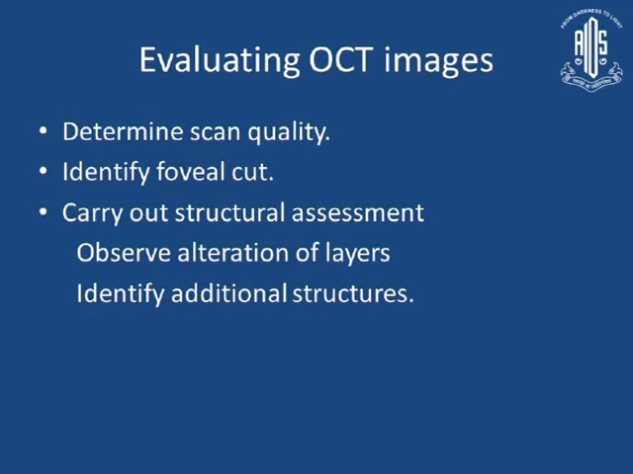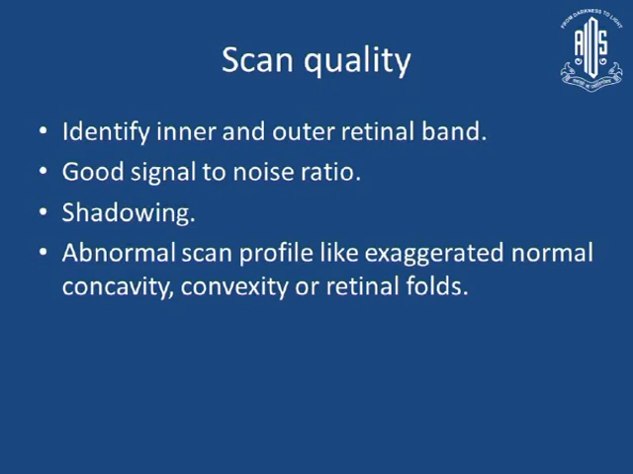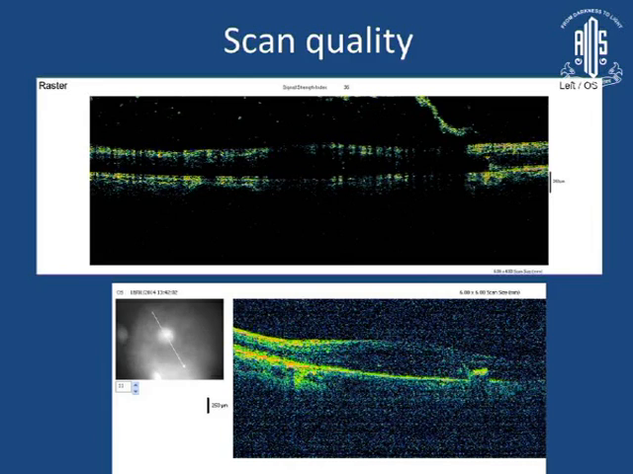Now once you get an image, how to proceed further? First of all, you look at the quality, then the area of the scan, and finally each layer individually. In the quality, you have to look at the overall clarity of the picture, whether there's any noise, any shadowing or any artifacts. You may get unclear pictures like this. Whenever you see this, you first try to adjust the focus, but in case you still get this, then you have to look for any media opacity.